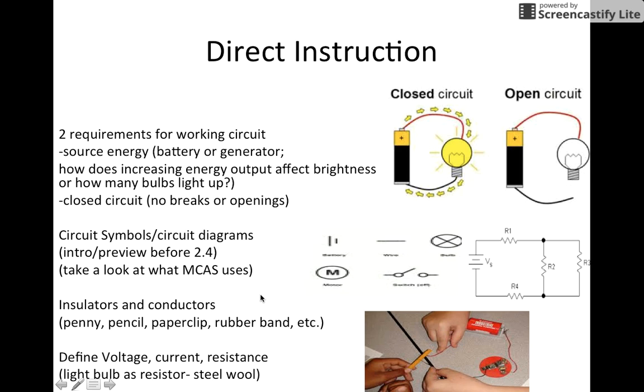But insulators and conductors, a good time to talk about that is during this lesson. And I often like to have a few items like a penny, pencil, paper clip, rubber band, and so forth, that students can hook up to their circuit and see if the bulb will still work, and talk about what an insulator and conductor is. And define these terms they're going to be using throughout this unit: voltage, current, resistance. And then you could talk about that steel wool activity they did and a light bulb as a resistor and how that works, and compare that with what they saw in the steel wool when that produced heat and possibly some light.